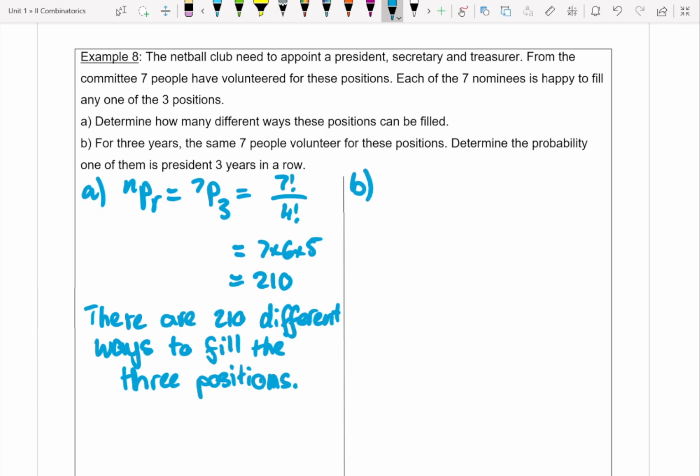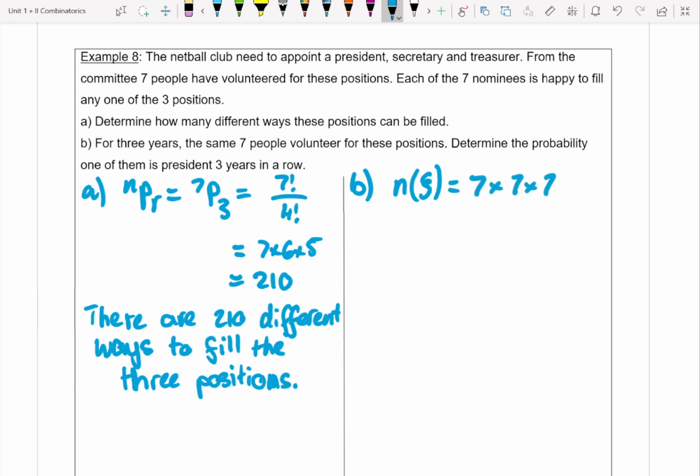Okay, part B. For 3 years, the same 7 people volunteered for these positions. Determine the probability one of them is president 3 years from now. So the total number of ways the president's position could be filled, that would be given by n of the complete set, is going to be equal to 7 times 7 times 7.